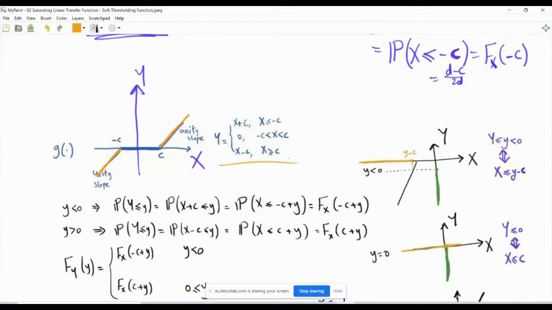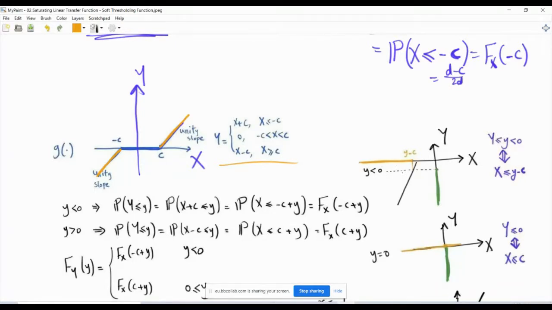Again, the question in this chapter is, if you know the distribution of x, let's say the CDF of x, can you say something about the CDF of y? Can you actually obtain the CDF of y? So how can we do so for this particular g function, which basically looks like this?